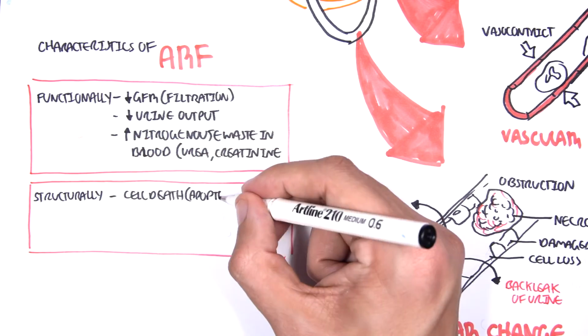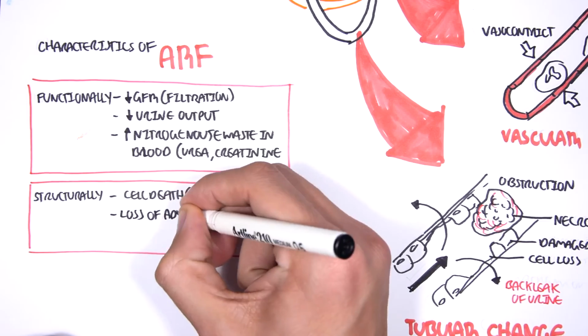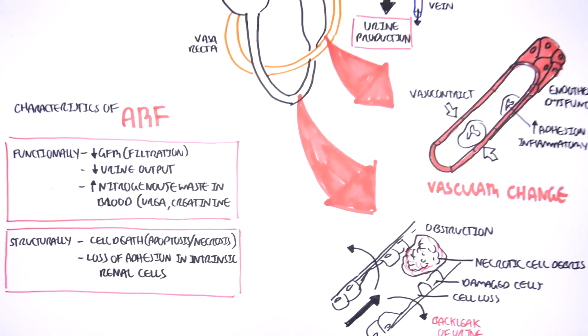Structurally, in acute renal failure, we have cell death due to apoptosis or necrosis, as well as loss of adhesion to intrinsic renal cells. And this will lead to obstruction and so on.